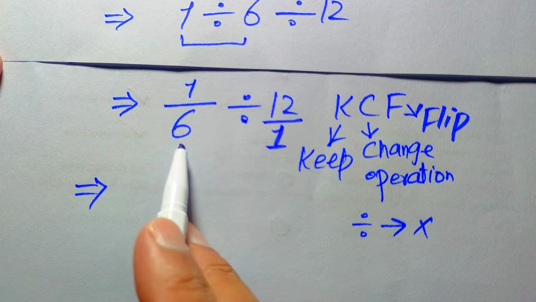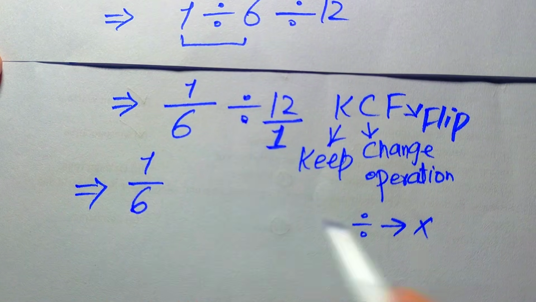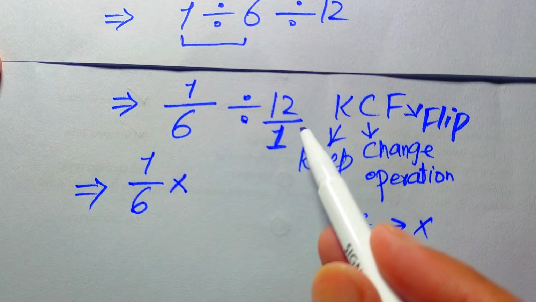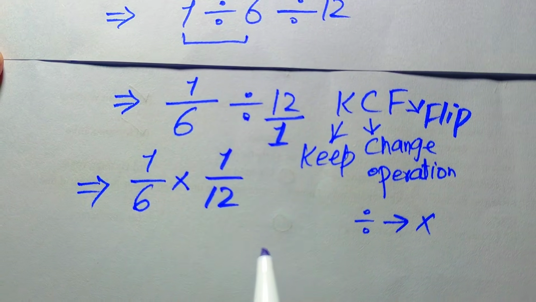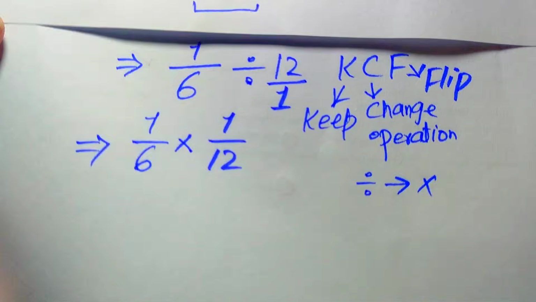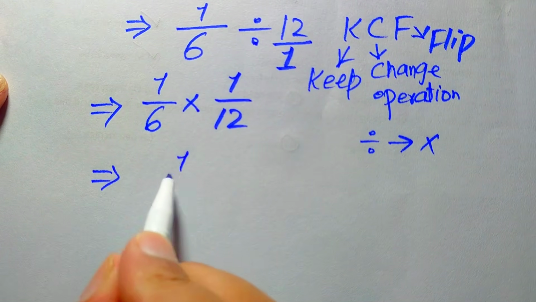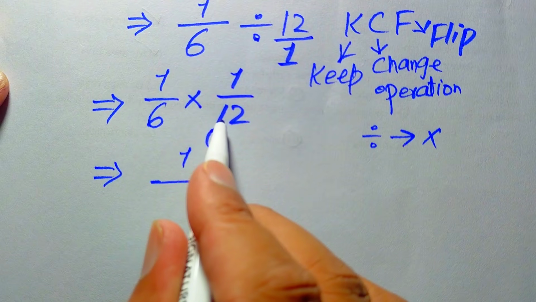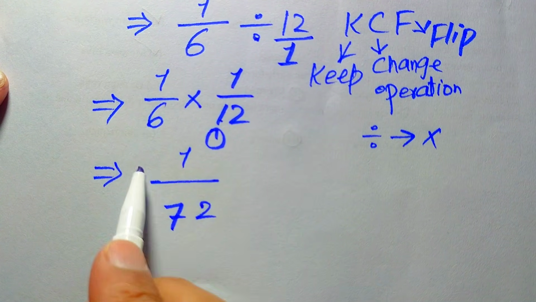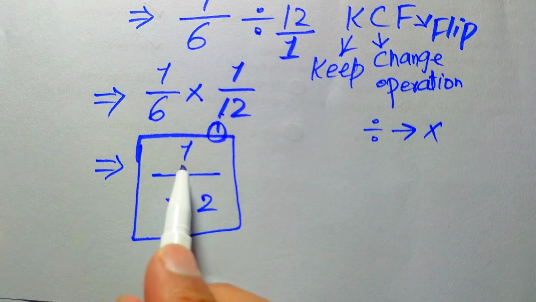Here we keep the first term as it is. This is 1 divided by 6. Here we change this division to multiply, and we flip the next value. This is 12 over 1. We write it as 1 over 12. And here we multiply the values. 1 times 1 becomes 1. 6 times 12: 6 2s are 12, we write 2 and carry 1. 6 1s are 6 plus 1 becomes 7. So the final answer of this question is 1 over 72.